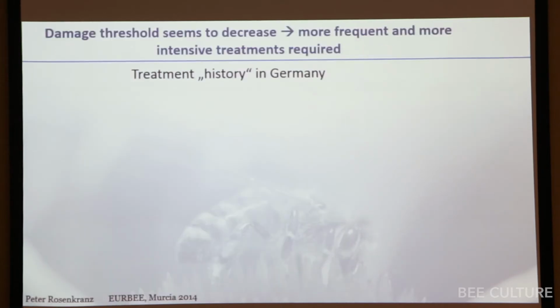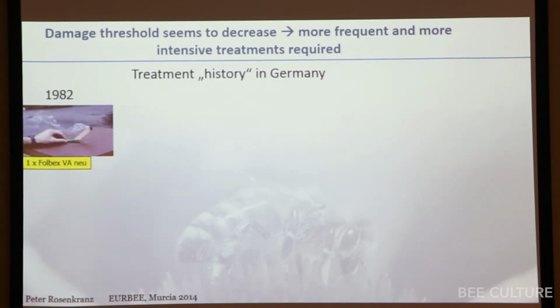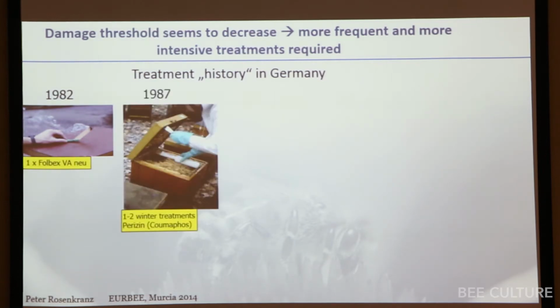Now, I think it's useful to look at Germany and the history of treatment there, because they've been dealing with this problem for longer than we have. And again, I want to thank Peter for this. In 1982, when they got the Varroa mites, they used this one product based on fluvalinate, pretty exclusively, just one treatment a year.